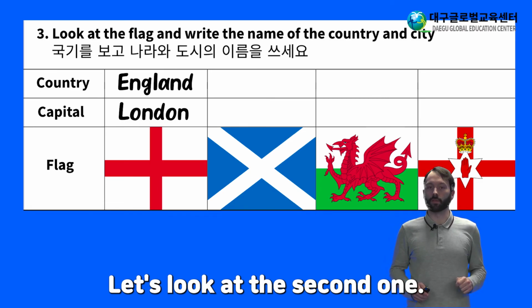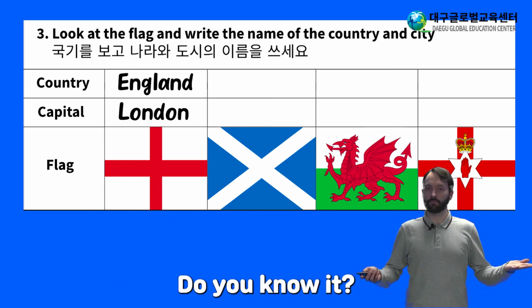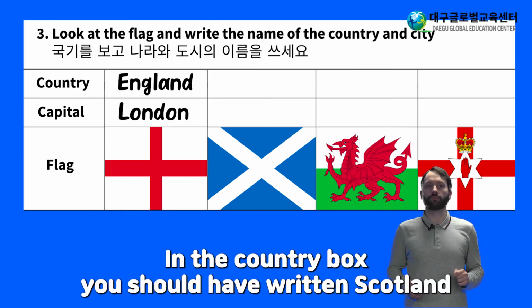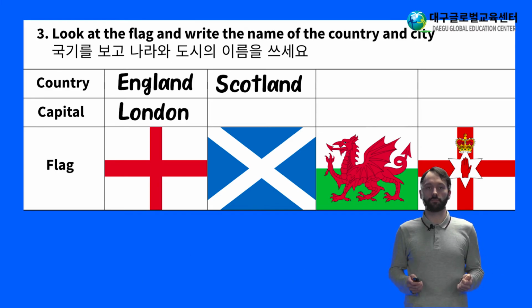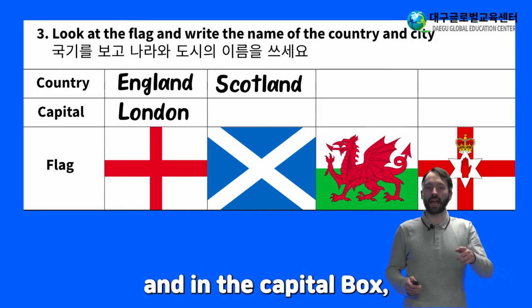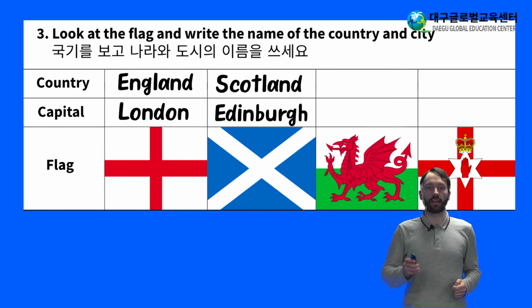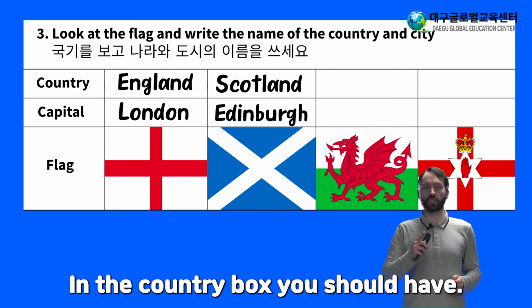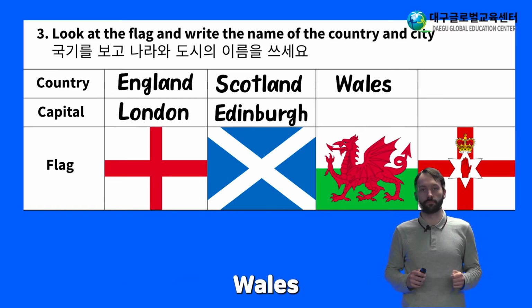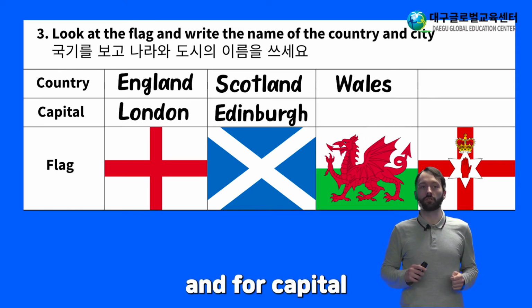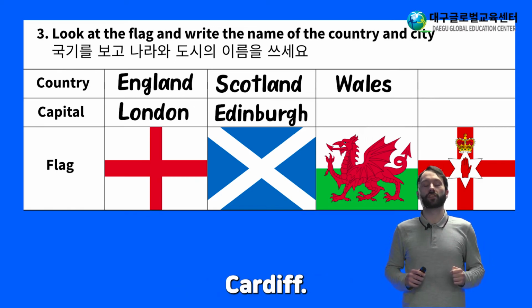Let's look at the second one. Do you know it? In the country box, you should have written Scotland, and in the capital box, Edinburgh. Next, in the country box, you should have Wales. And for capital, you should have Cardiff.